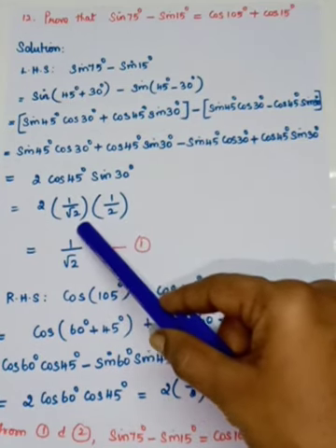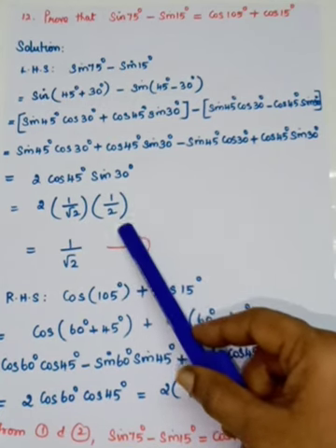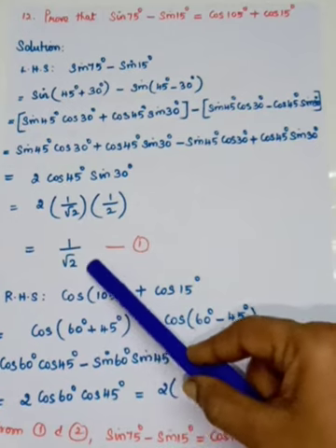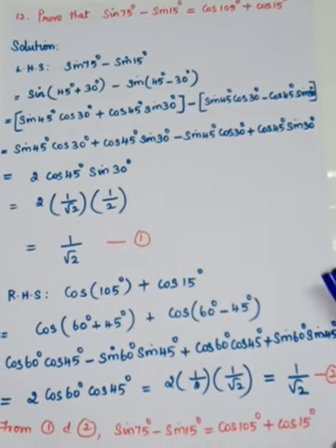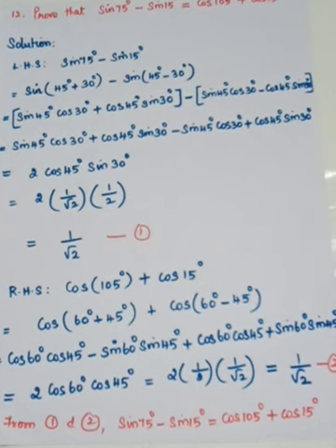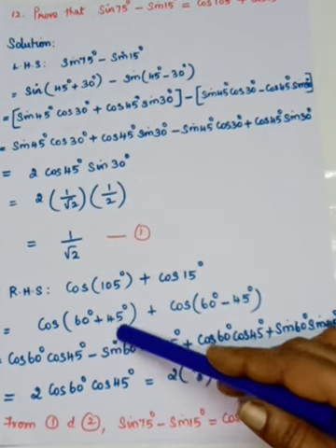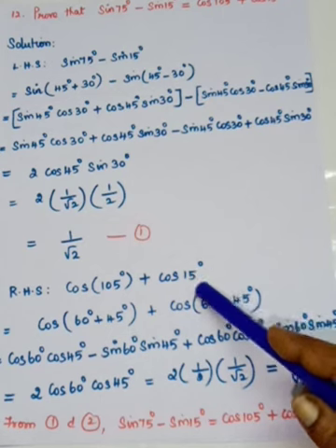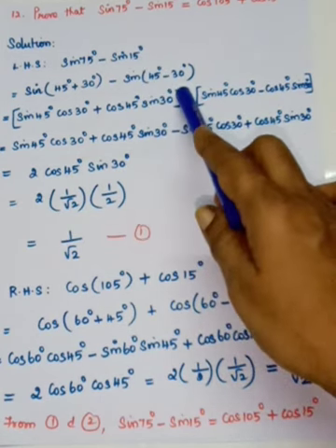Substitute the value. Cos 45 degree is what? 1 by root 2. Sin 30 degree is 1 by 2. The 2 getting cancelled. The left hand side, you are having the value 1 by root 2. The same way, take the right hand side. What you are having? Cos 105 degree plus cos 15 degree. This 105 degree is written as 60 degree plus 45 degree. 15 degree, here this 15 degree I have written as 45 degree minus 30 degree.